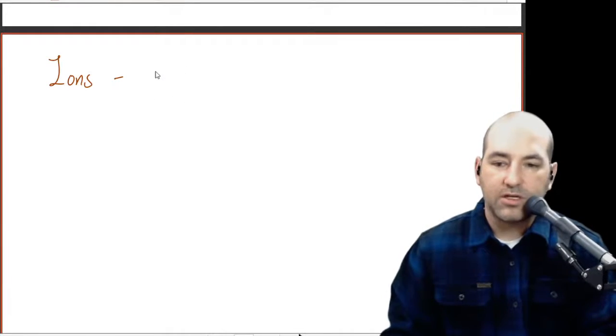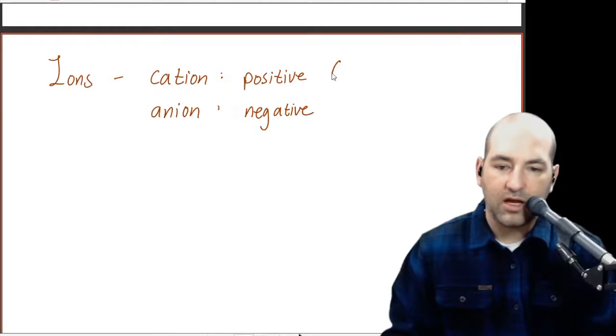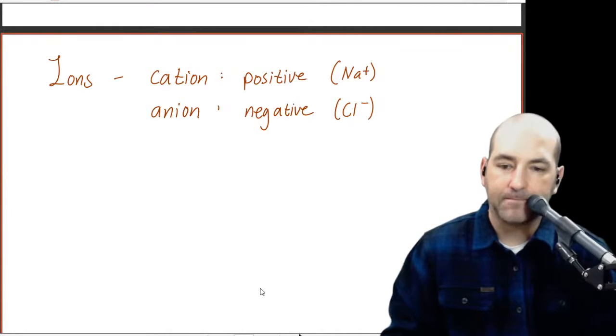All right, a couple terms that you need to know. A cation is a positively charged ion, and an anion is a negatively charged ion. So like that sodium plus that we saw is a cation. That chloride that we saw is an anion.